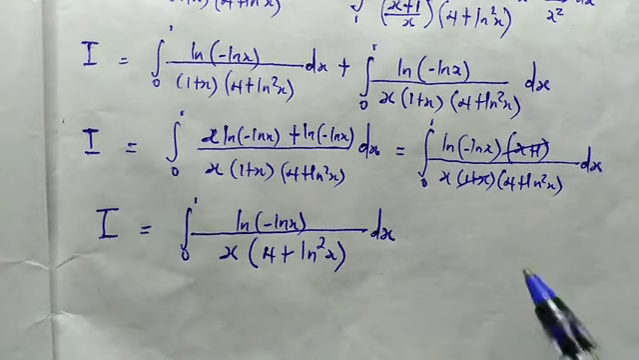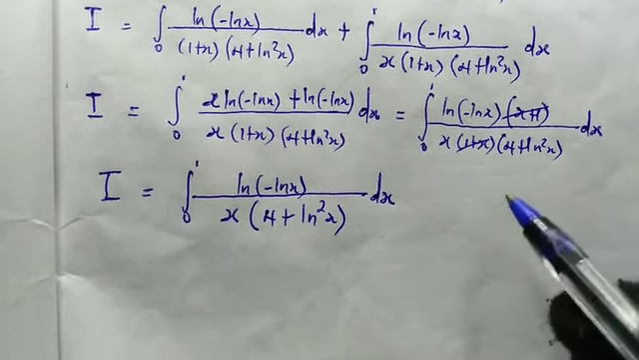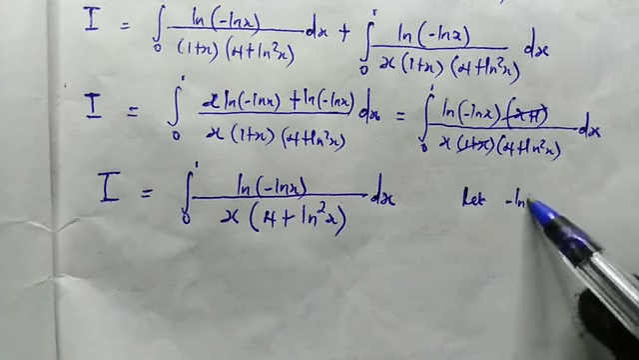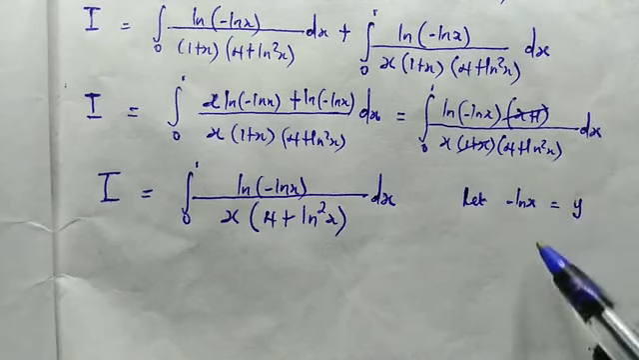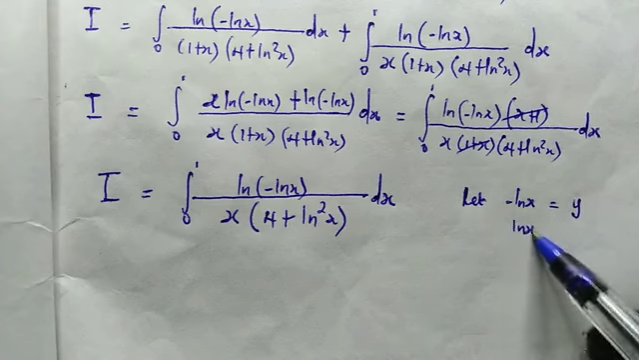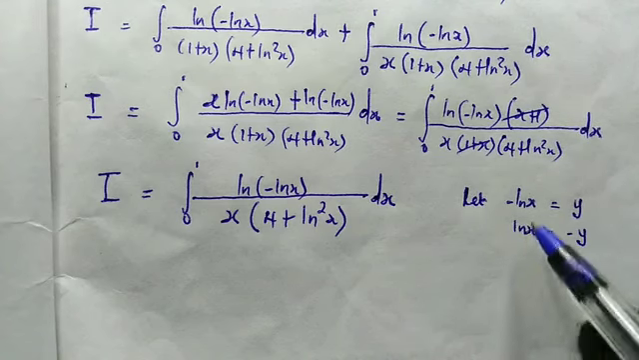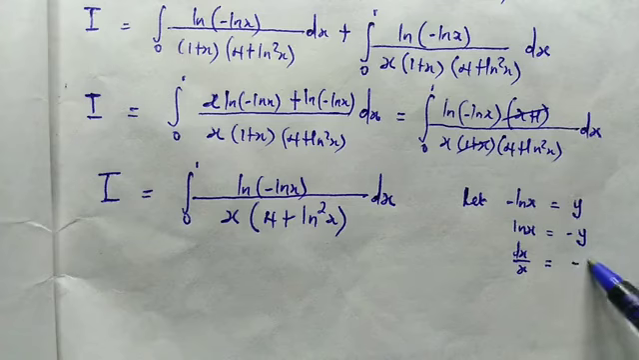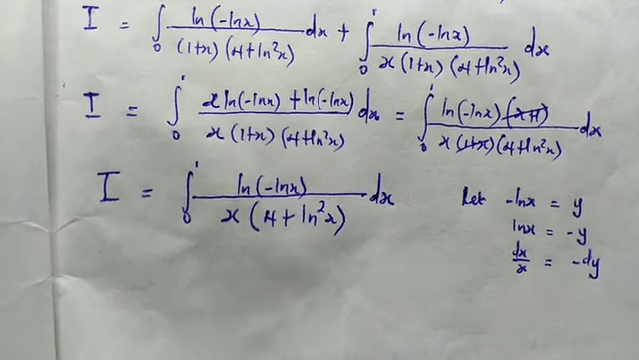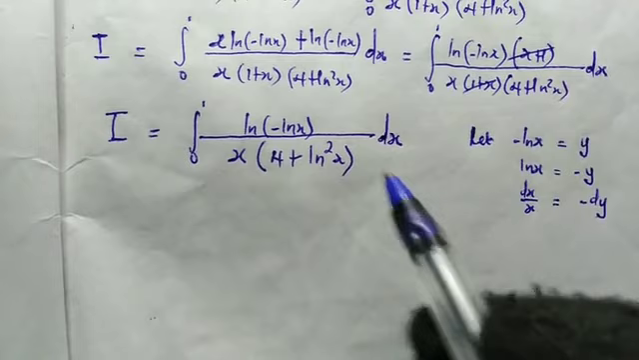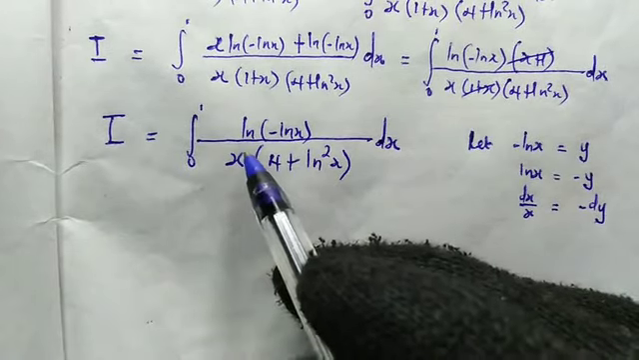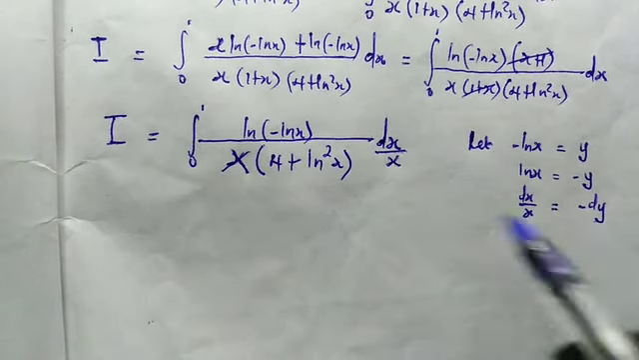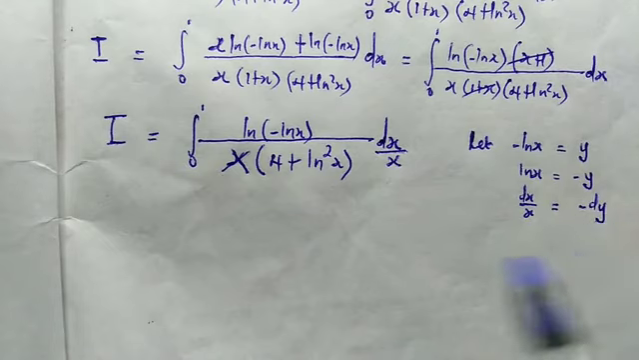Okay, now we can see we can make a substitution from here. We are going to let the negative natural log of x equal y. So the natural log of x will be negative y. Here differentiate both sides, we get here dx over x. This is equal to negative dy. Okay, this x here, if we don't want to write this x here, we can put it here, right? Since we have dx over x is equal to negative dy.